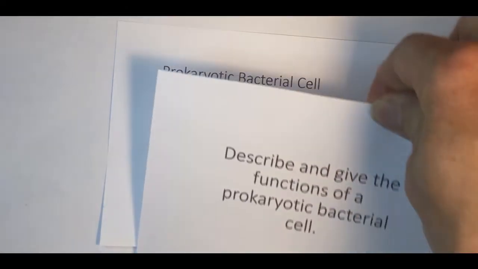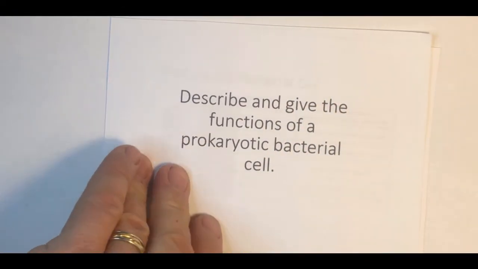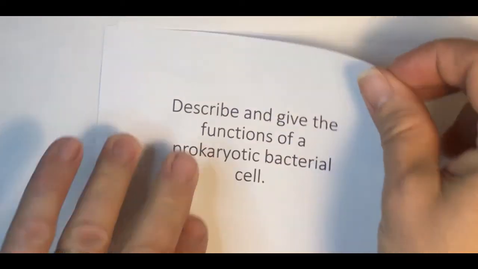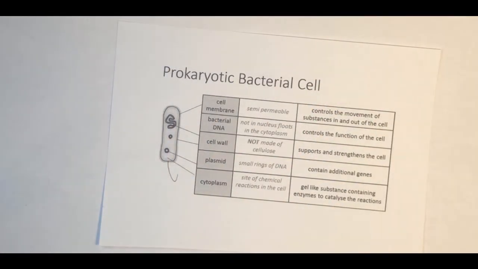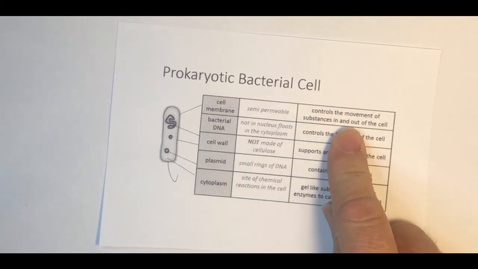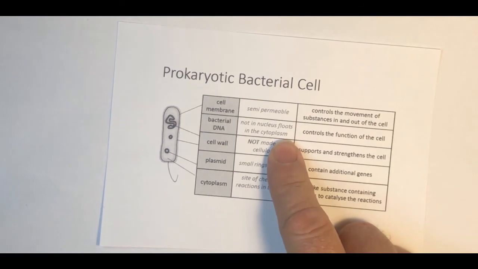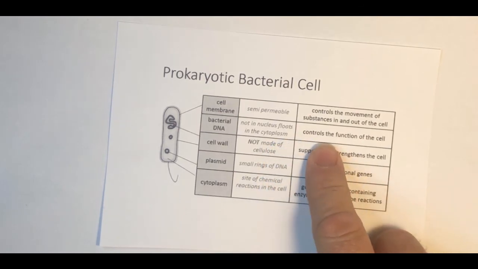So back to the question. Describe and give the functions of a prokaryotic bacterial cell. You will say, a prokaryotic bacterial cell has a cell membrane. The cell membrane is semi-permeable and it controls the movement of substances in and out of the cell. The bacterial cell also contains bacterial DNA. It is not in a nucleus, it basically floats in the cytoplasm, and its role is to control the function of the cell.